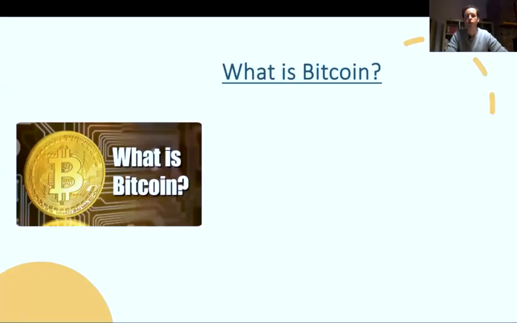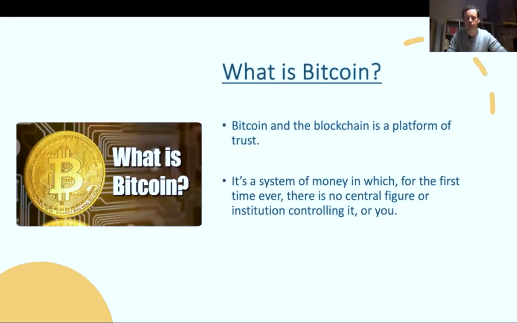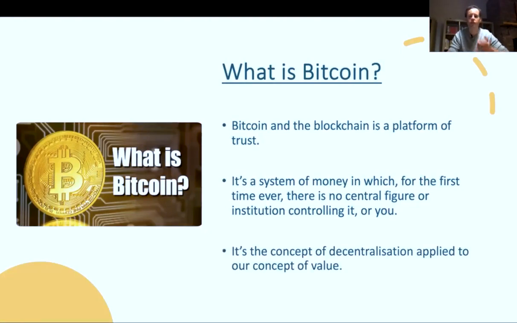So to bring this second part of the introduction to cryptocurrency to a close, in which we've looked at Bitcoin, I'd like to revisit a question I started with and leave you with some thoughts. Bitcoin and the blockchain is a platform of trust. It's not a company. It's not a product. It's not a service you pay for. It's a system of money in which, for the first time ever, there's no central figure or institution controlling it or controlling you. It's the concept of decentralization applied to our concept of value.